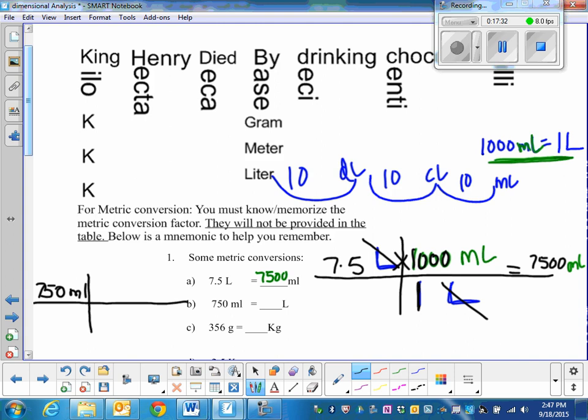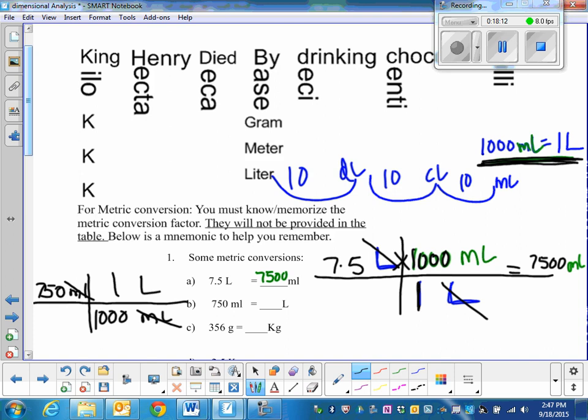Draw the track. So I want to cancel out milliliters. Where will I bring the milliliters? To the bottom? I write my milliliters on the bottom. What unit do I want to end up with? So where do I write my liters? On the top. So what is my conversion factor? How many milliliters makes a liter? So what number should go before milliliters? 1000. What number should go before liters? 1. Can I cancel my milliliters and milliliters?